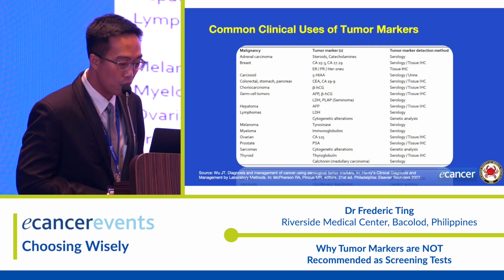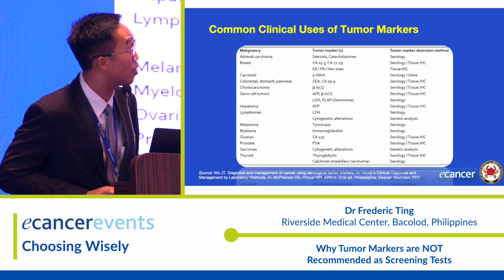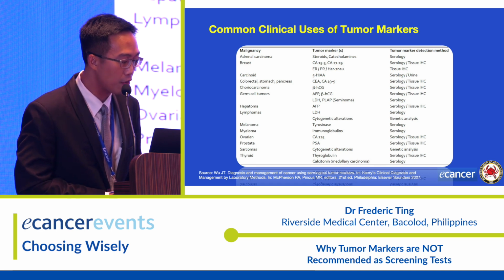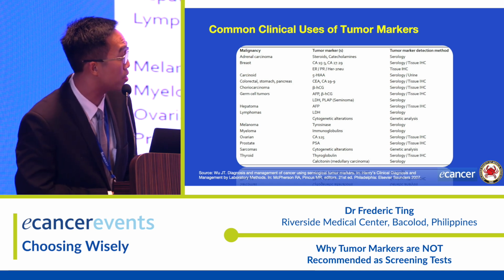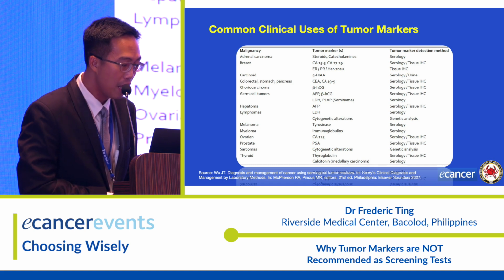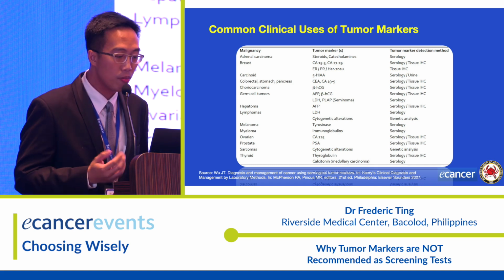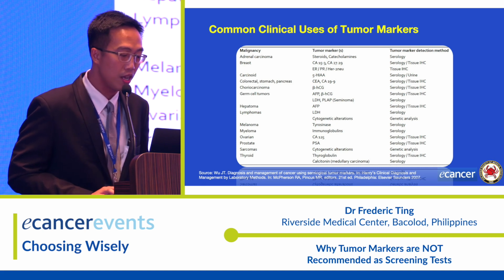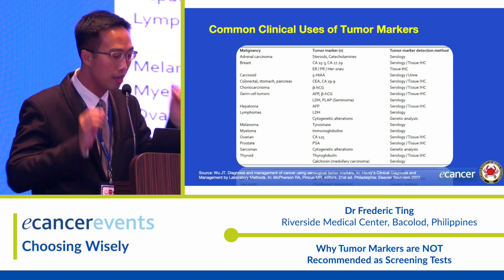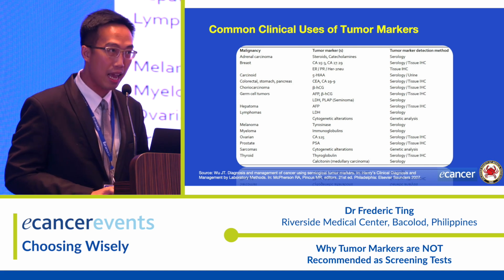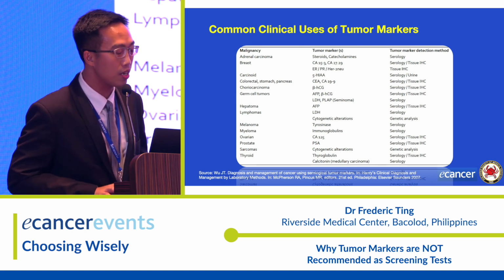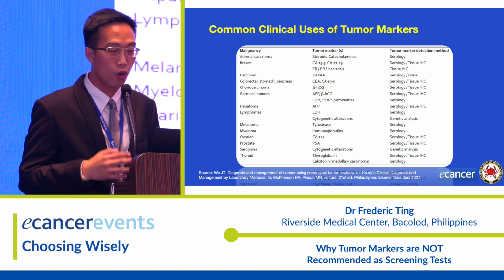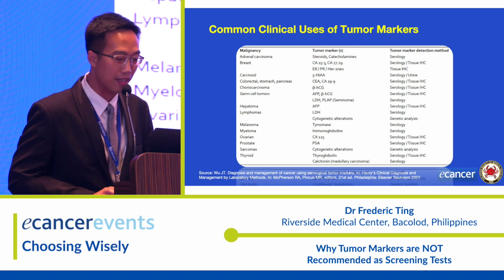This table shows the common clinical uses of tumor markers, where malignancies from adrenal carcinoma to breast cancer, down to sarcomas and thyroid, have more or less tumor markers that can be correlated with them. Their use, however, should be intentionally analyzed before recommending such tests, and there are many recommendations from the different oncologic communities to help us with that.